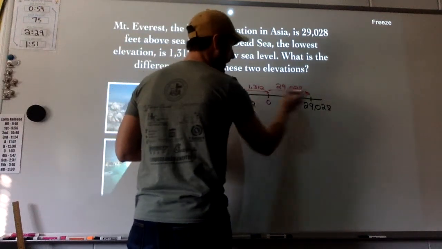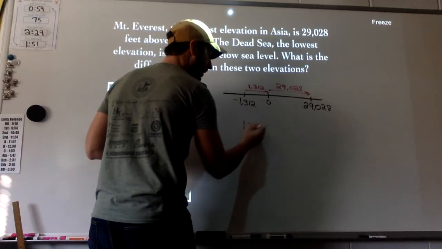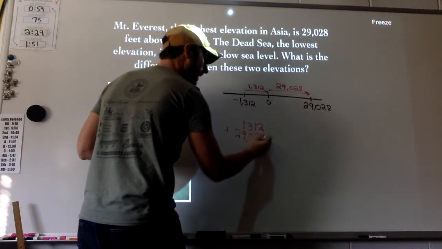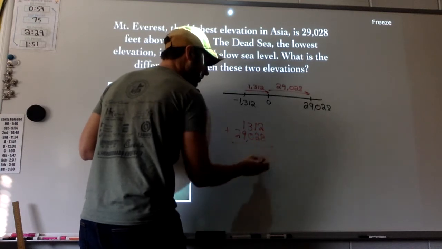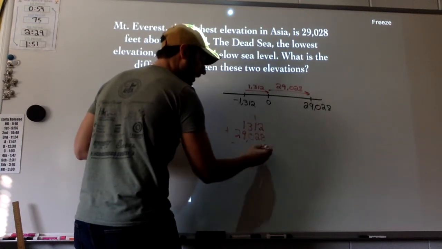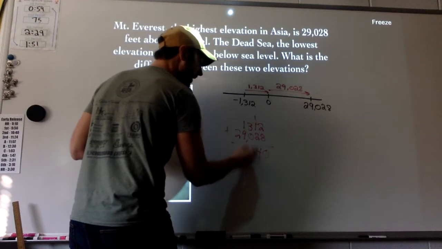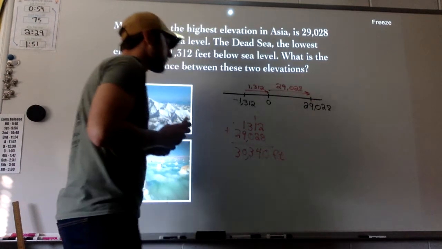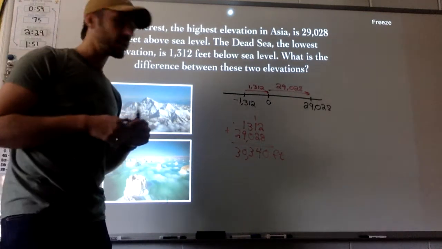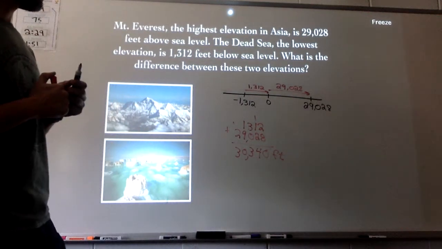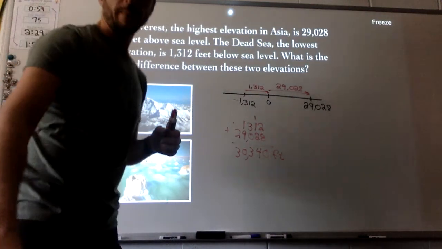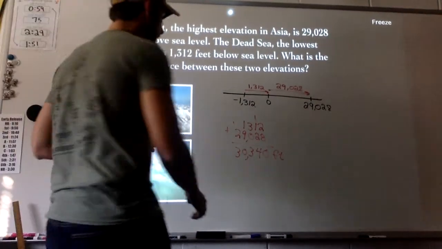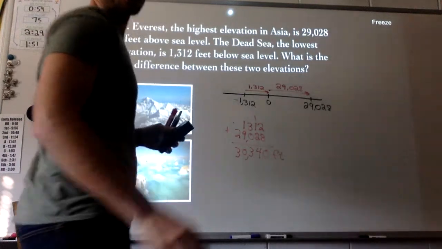So I'm combining the entire distance there of 1,312 plus 29,028 to figure out how long my total journey would be. 10, carry my 1, to be 4, 3, 10, 1, 3. That lets me know that the difference between those two elevations is 30,340 feet.